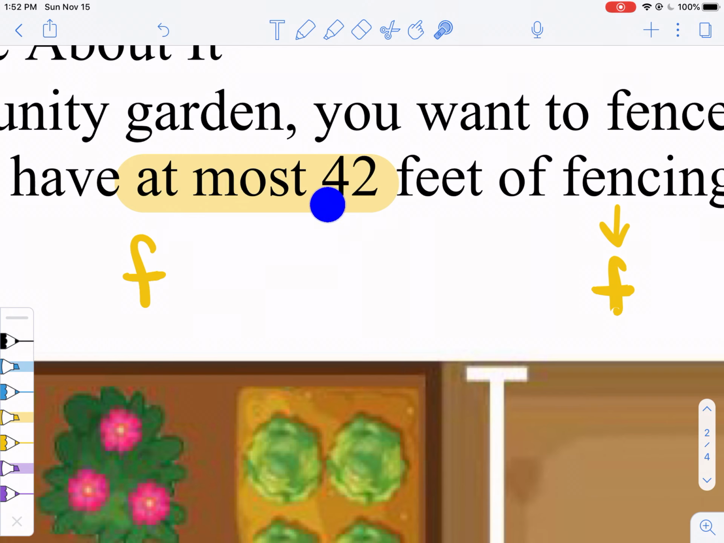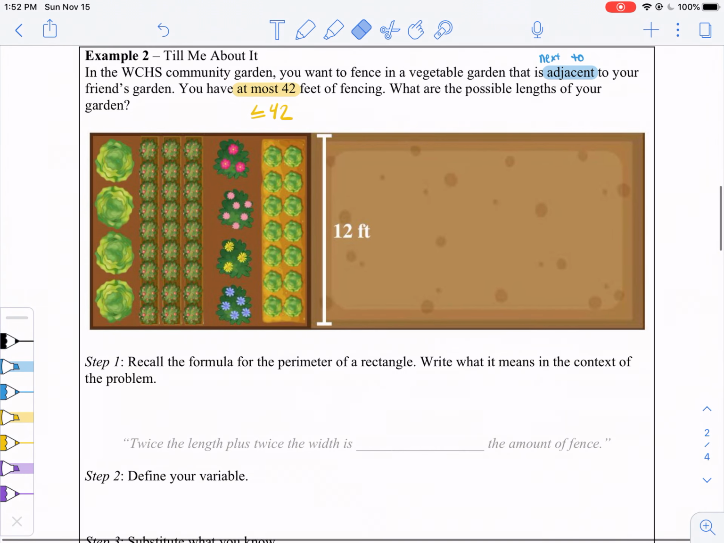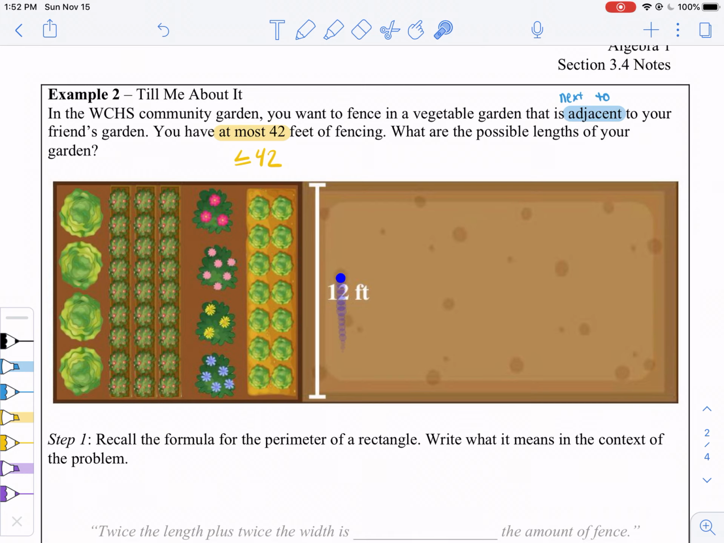You can use 40 feet of fencing. You can use 1 foot of fencing. It's a very tiny garden. But that means F has to be less than or equal to 42. Actually, I lied. Don't use F right now. Whatever we're going to use is going to be less than or equal to 42. Okay. And we also know, based on this picture, that it can be at most 12 feet long. And we're also assuming that it's going to be exactly 12 feet wide, because all of these gardens are 12 feet wide. We just need to figure out how long the garden can be.